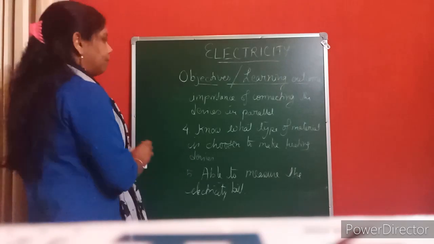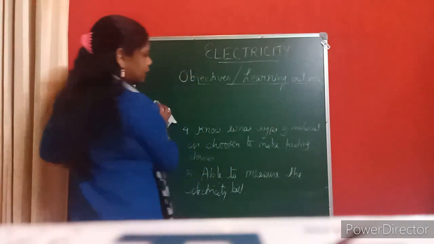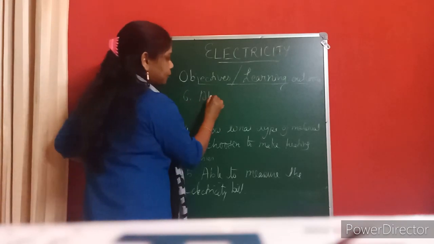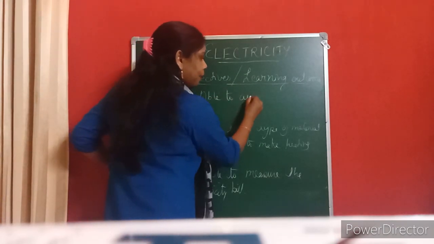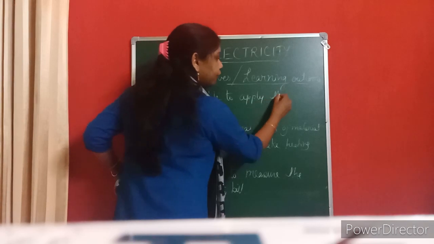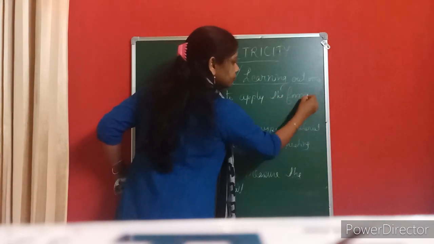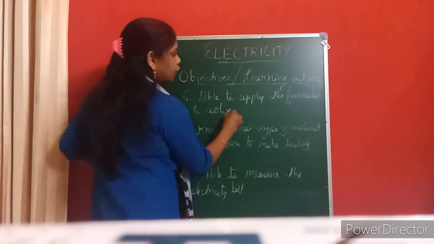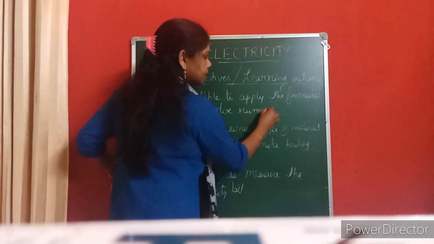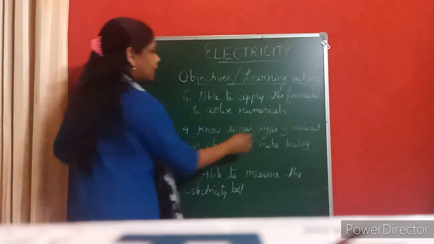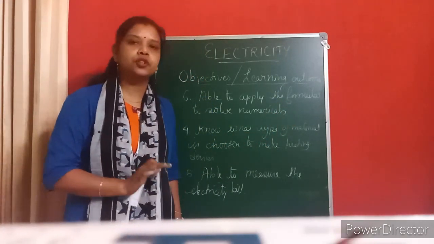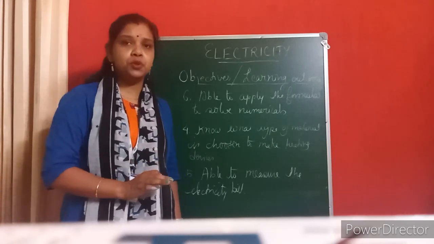And lastly, but not the least, after going through the chapter, we'll learn so many formulas, and then we will be able to apply the formulas to solve numericals. Okay, so these are the 6 learning outcomes of our chapter. I hope you have understood.